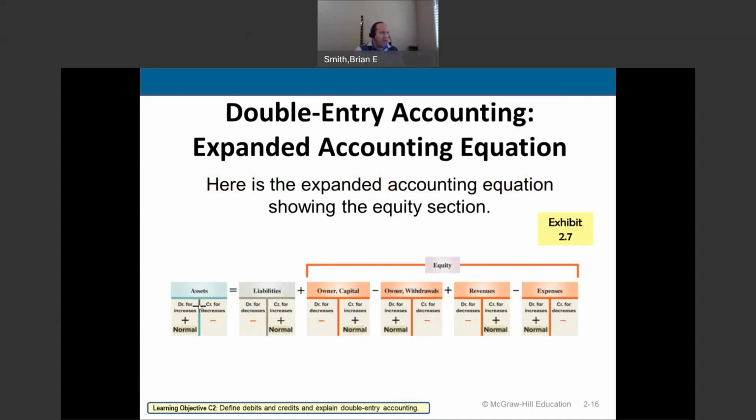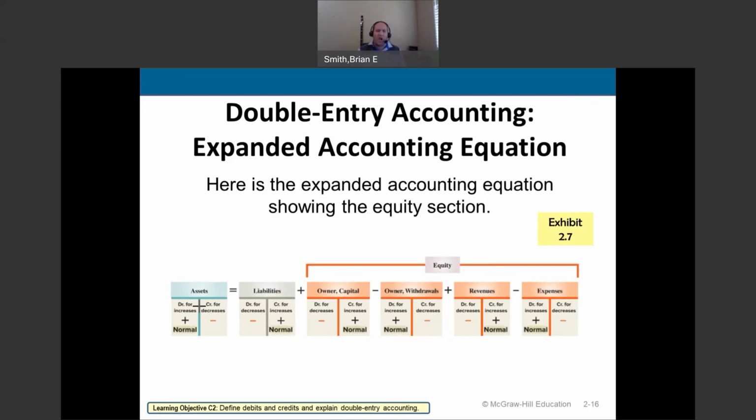So you have an increase for your debits as for assets, and a credit will decrease that asset, okay? Liabilities, it's opposite, all right? You decrease on a debit and you increase for a credit. Notice that every time you see a positive, the word normal is underneath it. That means whatever increases that balance is its normal balance.